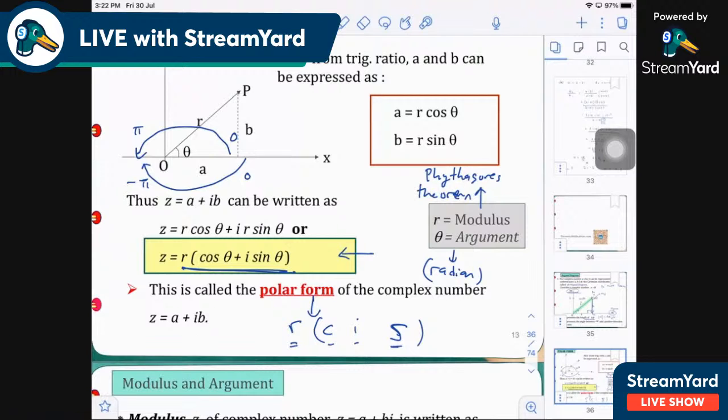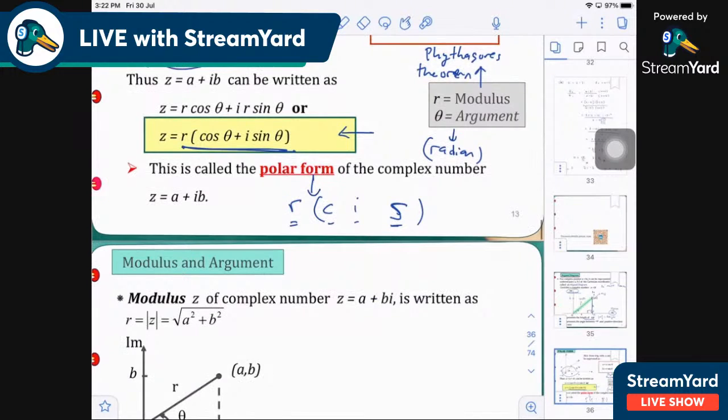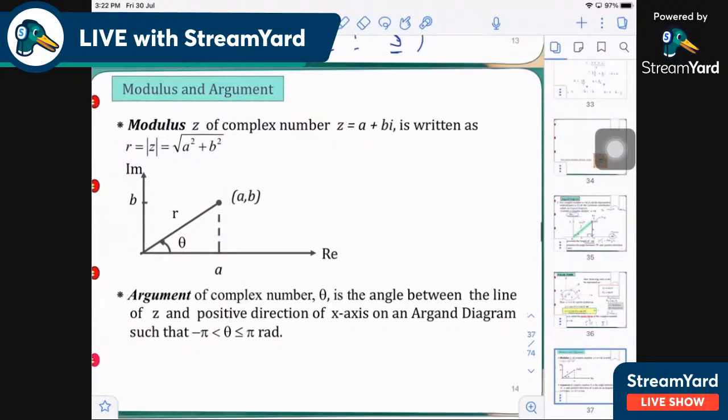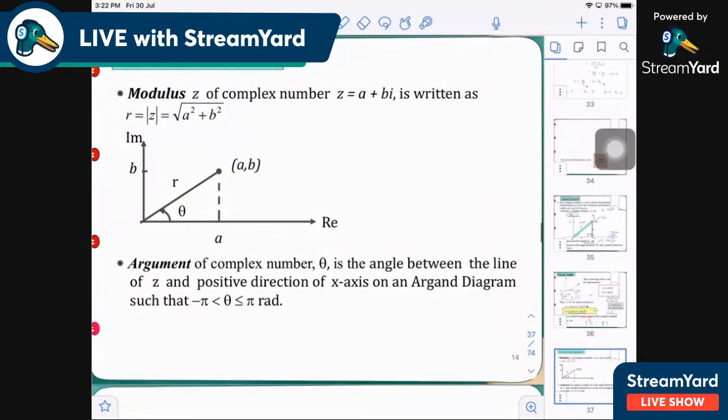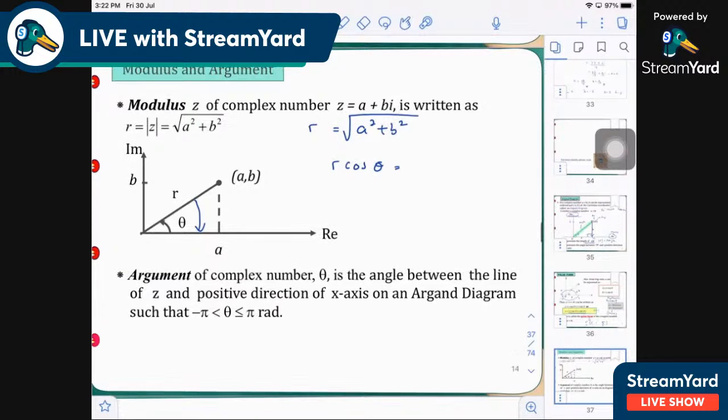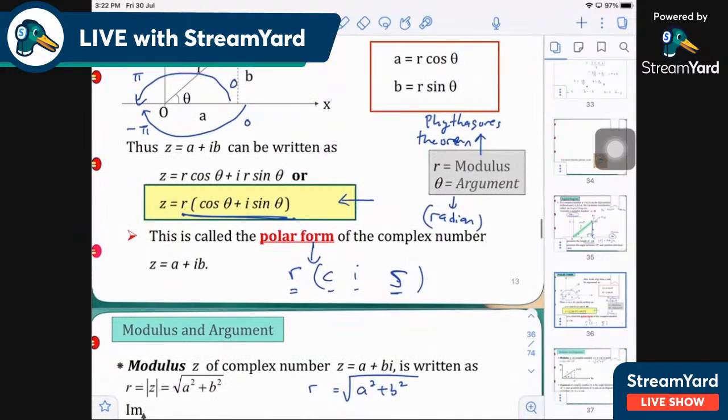So let's see the next one. Okay, we carry on some more. Here, I already told you that the r there is represented by the theorem of Pythagoras, where the r formula is square root of a square plus b square. Now, one more thing we can know from here is that if I push down, this is going to give me r cos theta. So r cos theta is a, and r sine theta is going to be b.